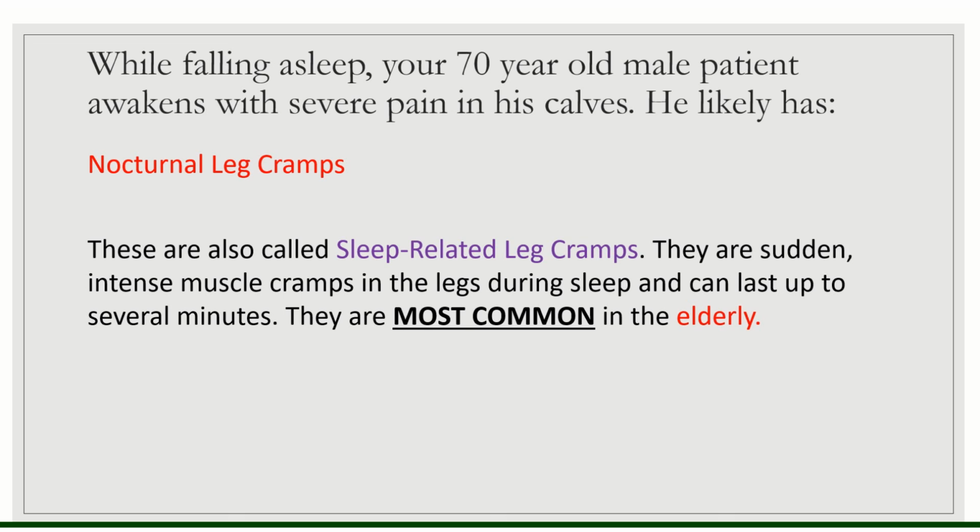It's also called sleep-related leg cramps. They are sudden, intense muscle cramps in the legs during sleep and can last up to several minutes. They are most common, keyword most common, in the elderly. They are common in pregnant women as well, but most common in the elderly, aka what kind of patients? Is it pediatric? Is it geriatric? Is it bariatric? Okay, it's geriatric. Elderly is also called geriatric patients.